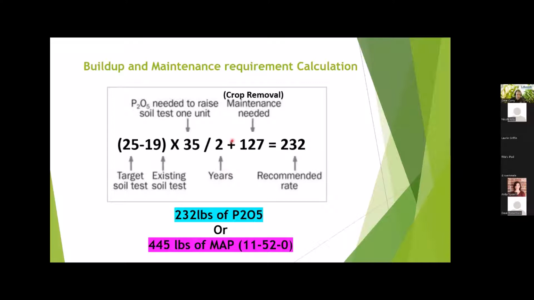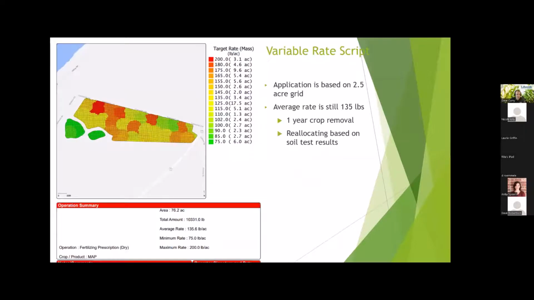So we're able to calculate our buildup needs, and then we add our crop maintenance or crop removal that we calculated in the last sheet, and it spits out our recommended rate of 232 pounds of P2O5 required to build that soil long term. It's going to have to be spread twice over the next 4 years. So that's 445 pounds of MAP. We can then take this equation and plug it into each individual zone in a spreadsheet, for each individual management zone or based on the grid sample, and come up with a script.